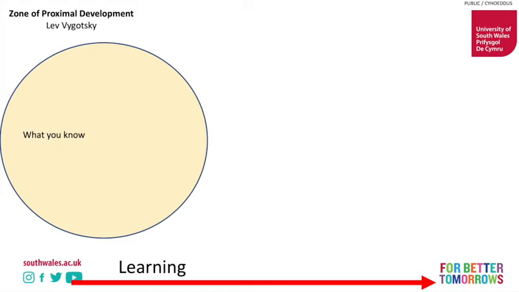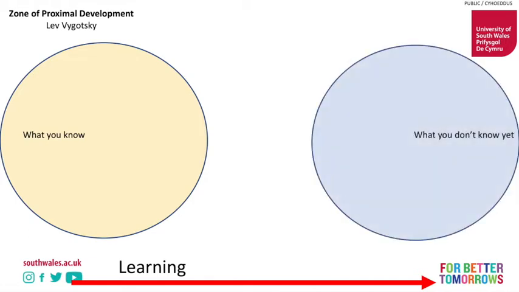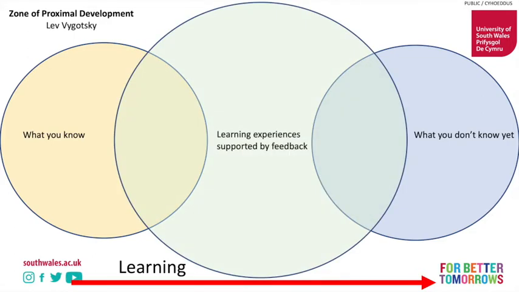And this looks at this. This is where we are right now. This is your zone of knowledge, what you know, nice big ball of all the different things that you know. And at the end of your first year, let's say, this is all the stuff that you don't know yet. And you've got to get from one of those balls to the next. And we do that through a process that we call learning experiences supported by feedback. And this is what Vygotsky might call a scaffolding approach.